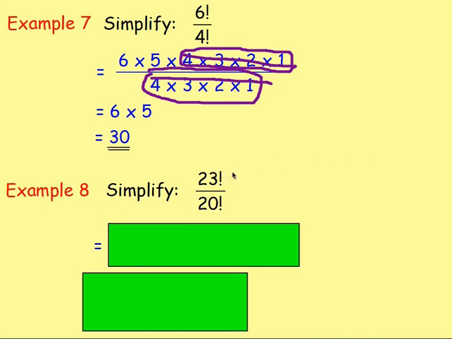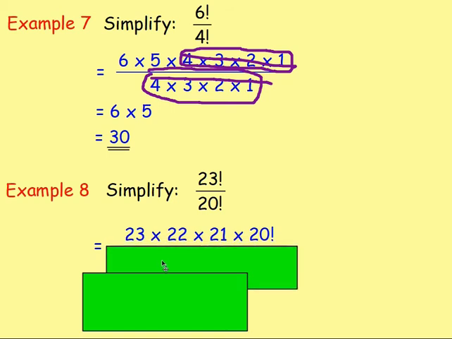Example 8, simplify 23 factorial over 20 factorial. So 23 factorial is 23 times 22 times 21 times 20 times 19 and all the numbers before that. But if you look at it, because on the bottom we've got a 20 factorial, what we can do is we can somehow write the top in terms of 20 factorial. And we can do that because 23 factorial means 23 times 22 times 21 times 20 factorial. And then the bottom we've also got that 20 factorial. So if we can get the same factorial on the top and the bottom, what can we do?